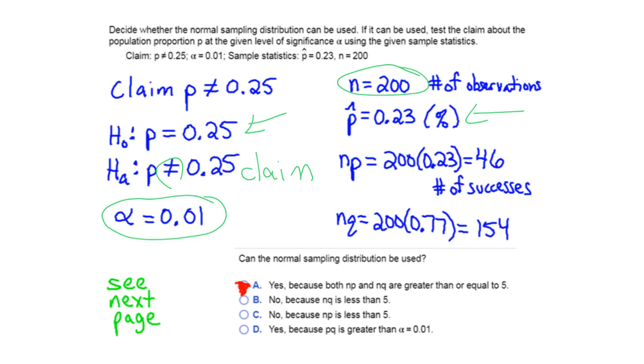Okay. If I want to check NP and NQ, I'm good to go. Both of them are greater than or equal to 5, and that's why I was able to answer back here. So remember, Q is always 1 minus P, and therefore Q is 0.77. But both of them gave me a value greater than 5.